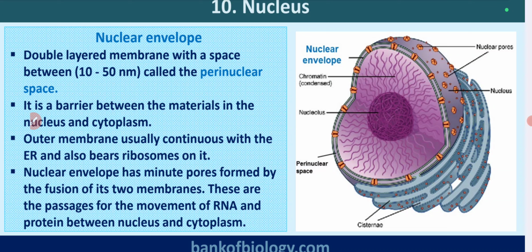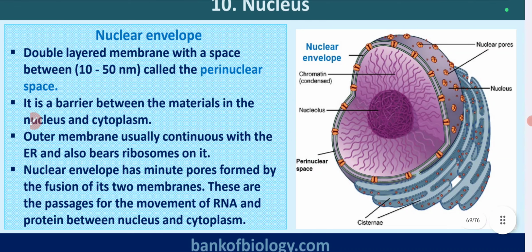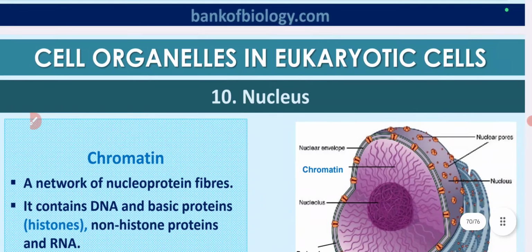The outer membrane is usually continuous with the ER and also bears ribosomes on it. The nuclear envelope has minute pores formed by the fusion of its two membranes. These are the passage for the movement of RNA and proteins between the nucleus and cytoplasm. Nuclear pores are also present, as you can see in this diagram. Nuclear pores act as channels between the nucleus and cytoplasm, which transport RNA and proteins.